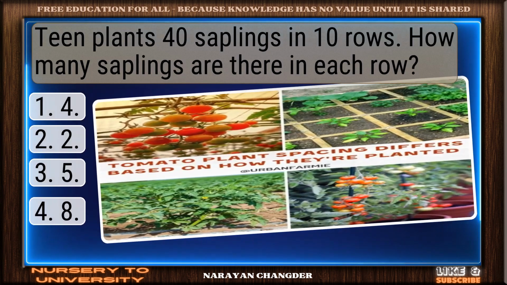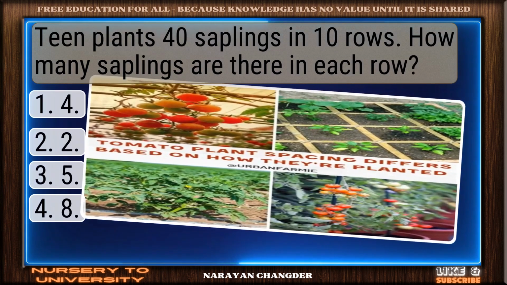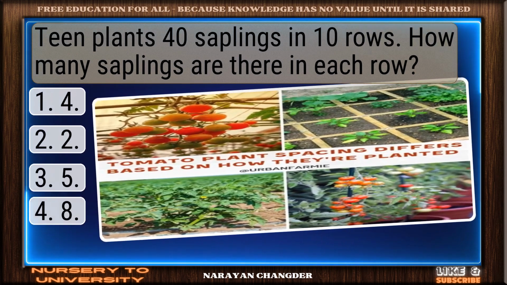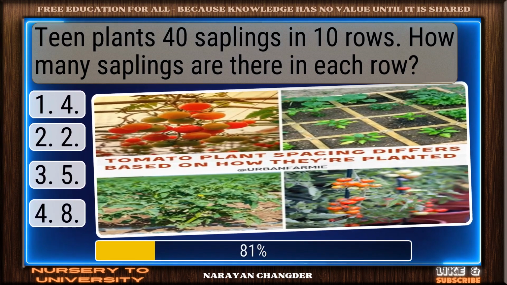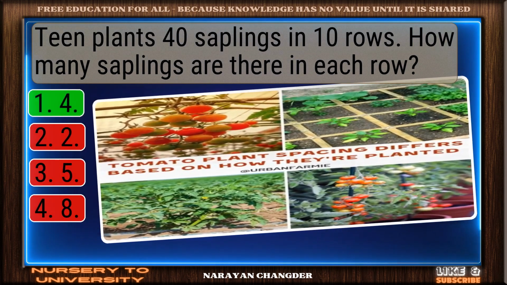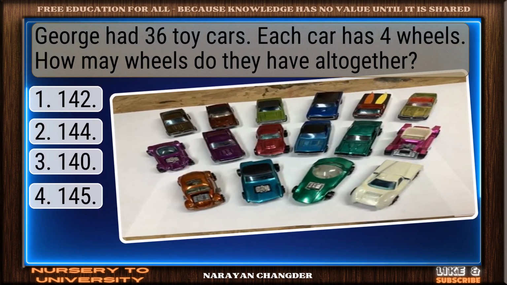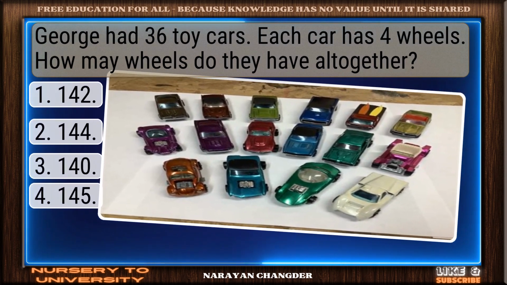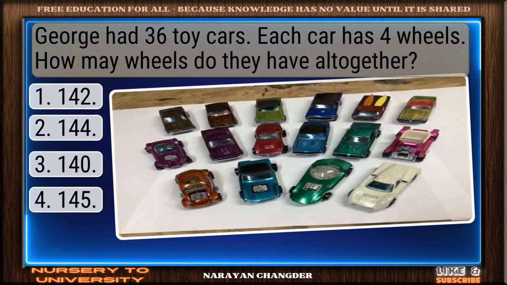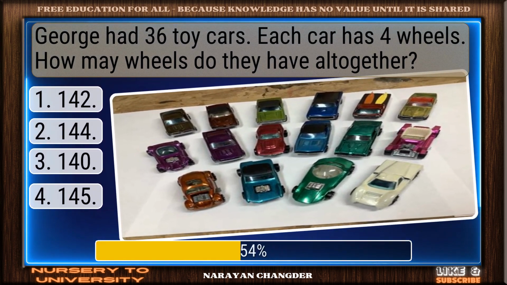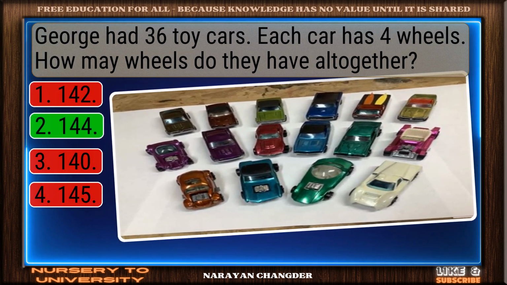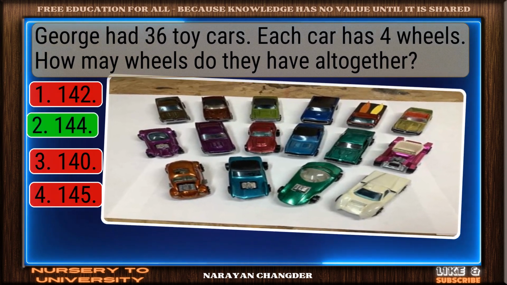Tina plants 40 saplings in 10 rows. How many saplings are there in each row? Smart pick. 4 is the correct choice. George had 36 toy cars. Each car has 4 wheels. How many wheels do they have altogether? Right again. 144 is a valid answer.